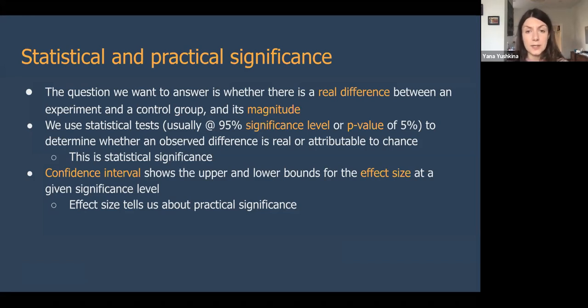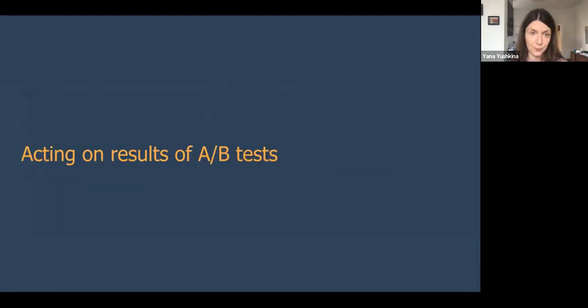And then what we also care about is not just statistical significance, but if there is a real practical impact, right? Because if you have a large enough sample, even the smallest differences can be statistically significant. And for that, we look at the confidence interval, which will show us the upper and lower bounds for the effect size. And that's where we can actually see what mean difference we can expect on the metrics that we care about.